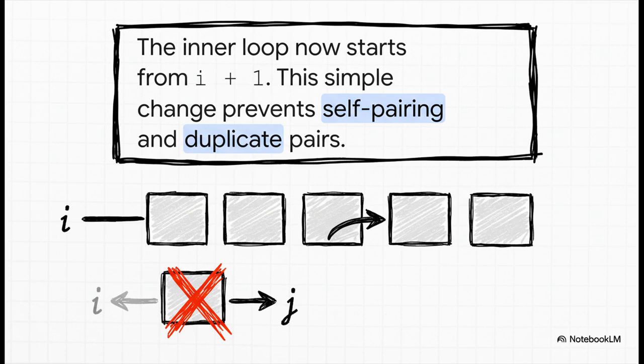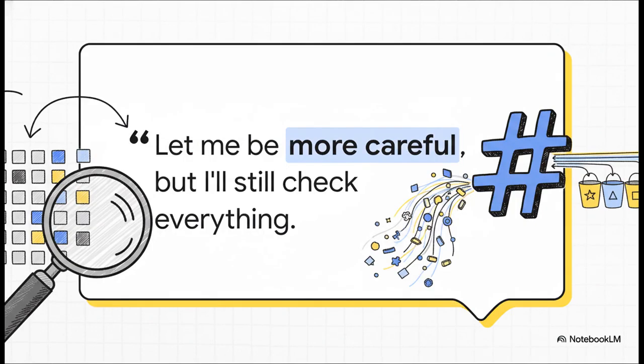By just starting one spot ahead of whatever number the outer loop is on, we instantly stop the code from checking a number against itself. And we stop finding those duplicate pairs. Much cleaner. So our thinking has evolved a little bit. We're not just blindly throwing things at the wall anymore. We're doing it in a more organized, careful way.